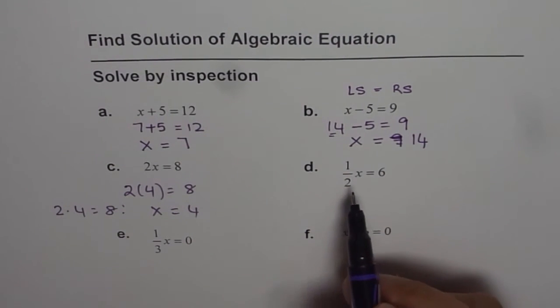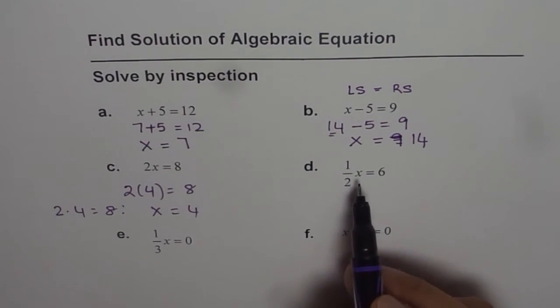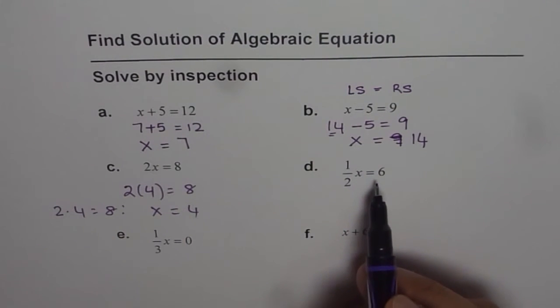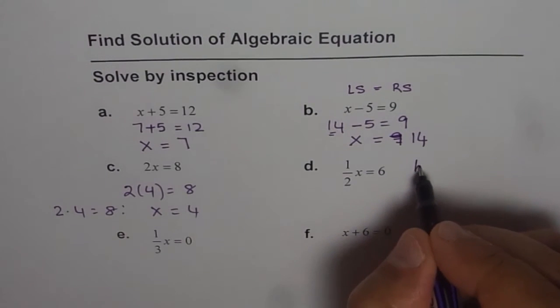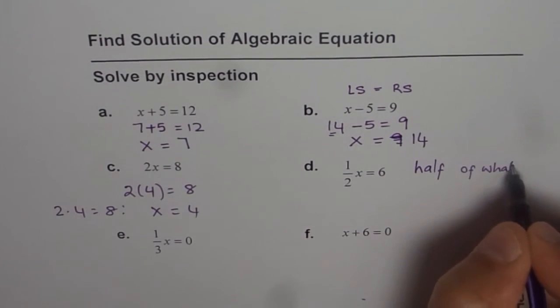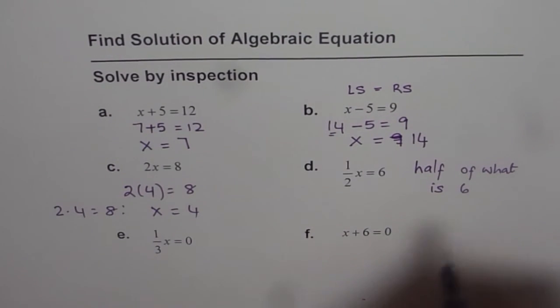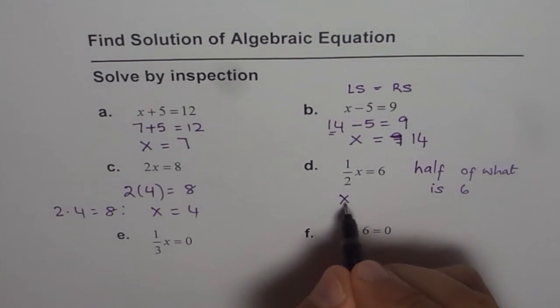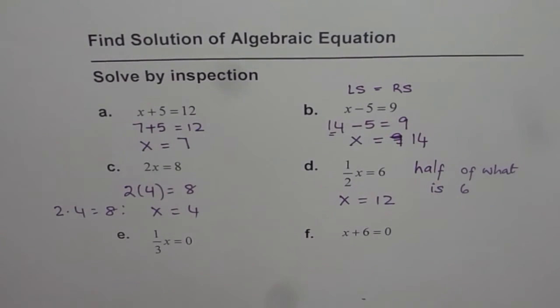Now part D is half of x is 6. Half of what number is 6? That is what you see. Half of what is 6? You know, half of 12. So we say x equals 12. Simple as that. So think like this to get the solution. It'll be simple and good for you.